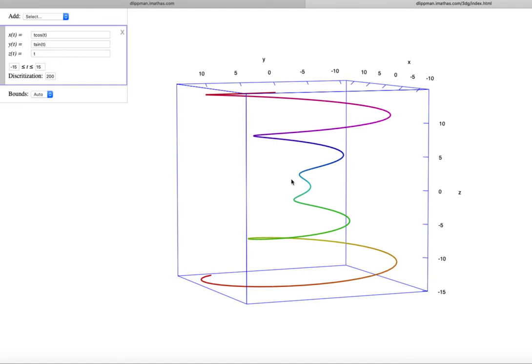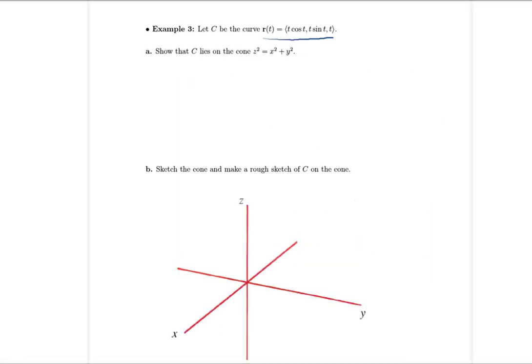I mean, it kind of looks like you could fit a cone in there, and also the downward facing part of the cone in there. So it seems plausible. So let's go back and talk about how we show that. The thing to remember is that this is an x, this is a y, and this is a z. So if we can show that the relationship amongst x, y, and z in this curve also obeys this relationship here, then I can say that yes, it does in fact lie on that surface.